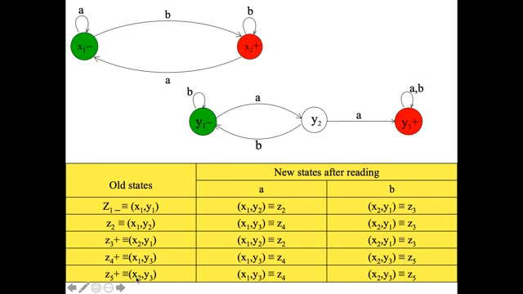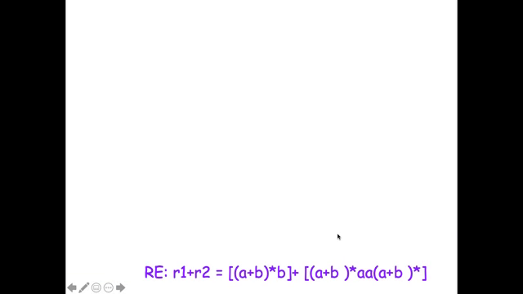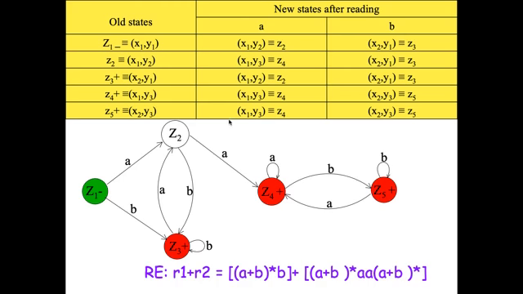Now in X2 reading A, we go to X1, and in Y3 reading A, we go to Y3, so basically it is Z4. In X2 reading B, we go to X2, and in Y3 reading B, we go to Y3, which is the same as Z5. So actually we do not have any more new states, so we stop here. Our FA is basically this new FA, and if we build the corresponding FA, it will look like this.